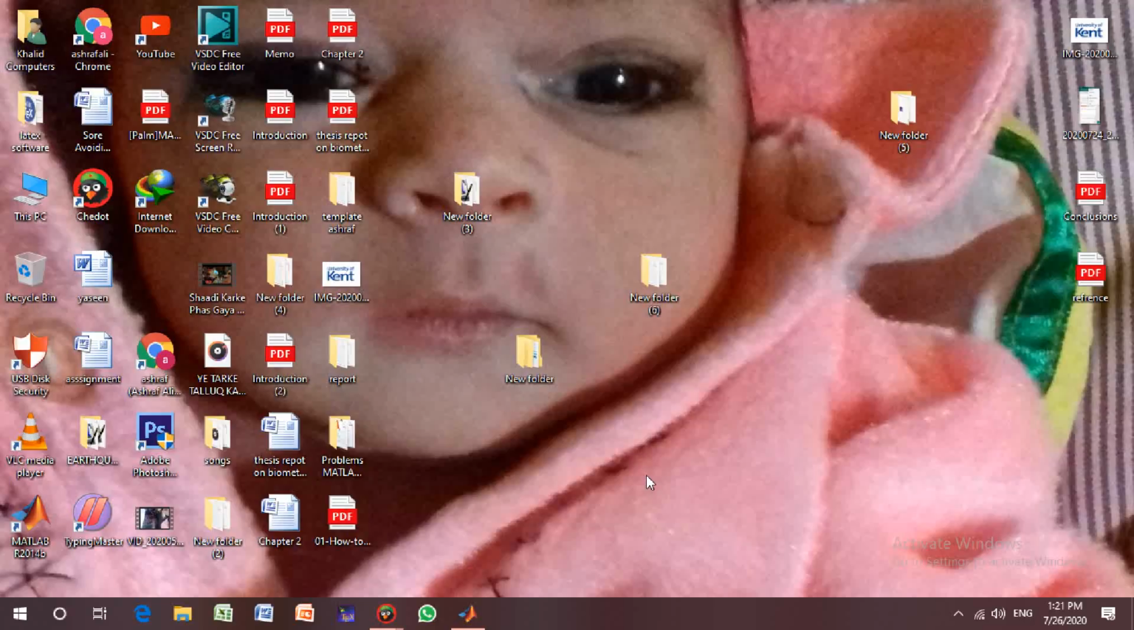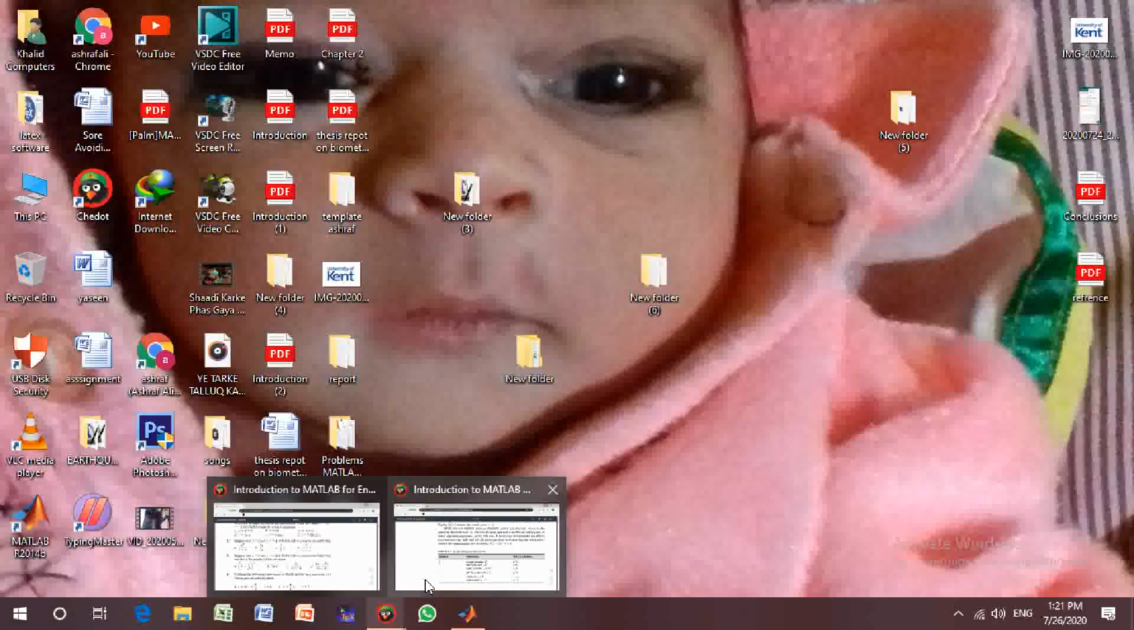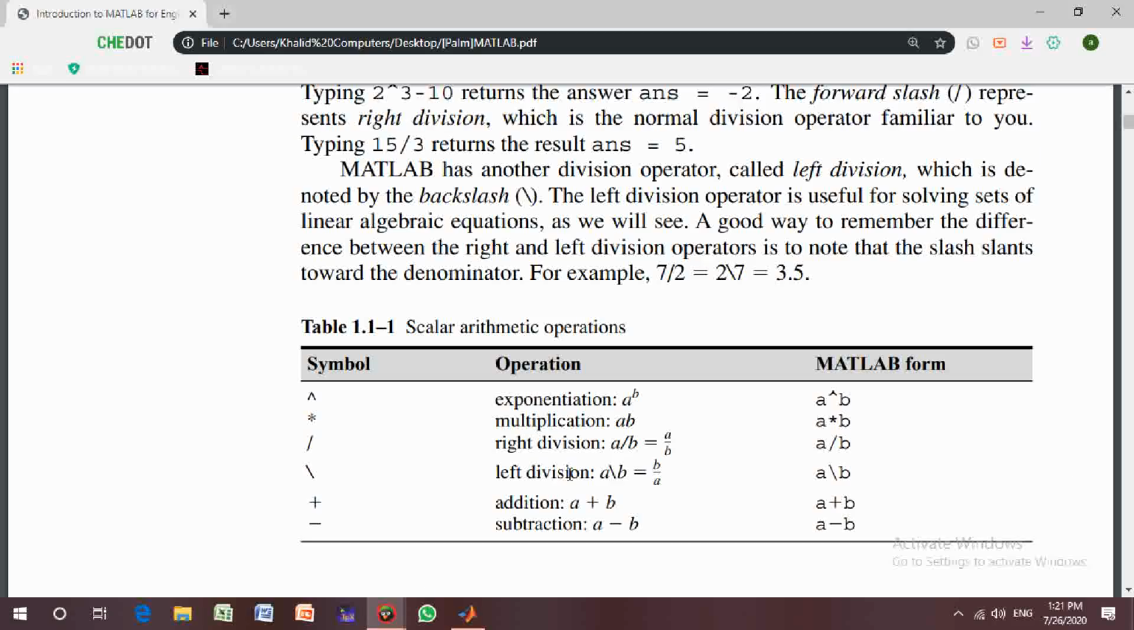Today we will discuss MATLAB, how to work with it similar to a calculator. First of all, we read its operations: exponential operation, its MATLAB form, and its symbol; multiplication operation, its symbol is star and the MATLAB form is A star B; right division, left division, addition and subtraction.